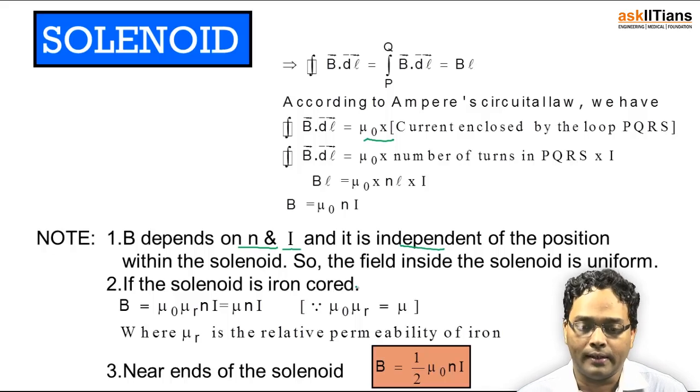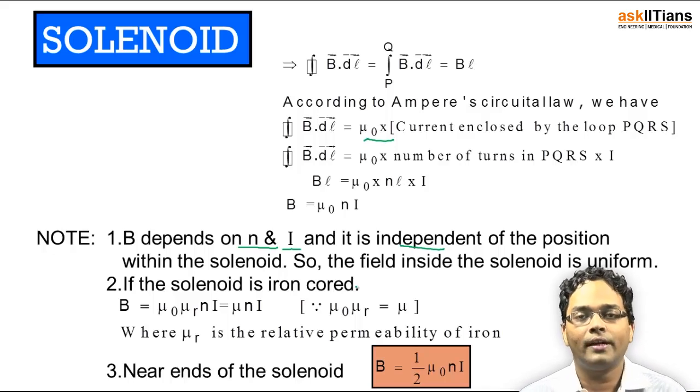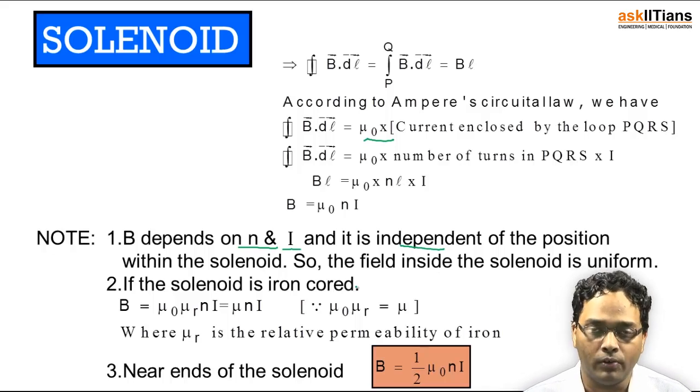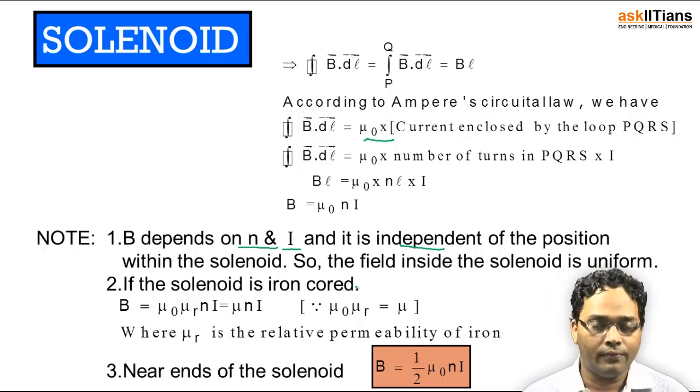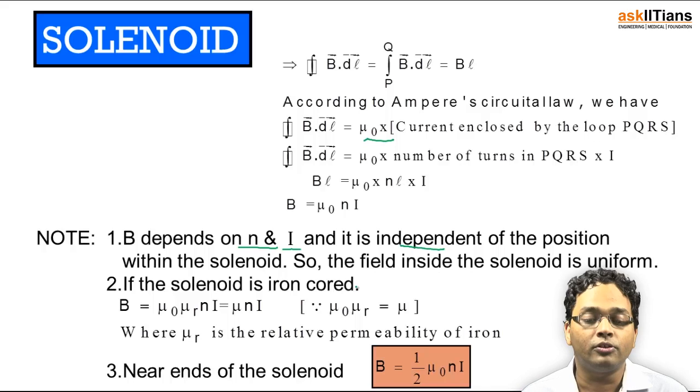It is independent of that. So the field inside the solenoid is going to be completely uniform. There is not going to be any non-uniformity in that. Further, if the solenoid is iron cored, meaning within the solenoid you have an iron core, in that case we'll say that B is going to be equal to mu into Ni. So that is what is going to be our net result.